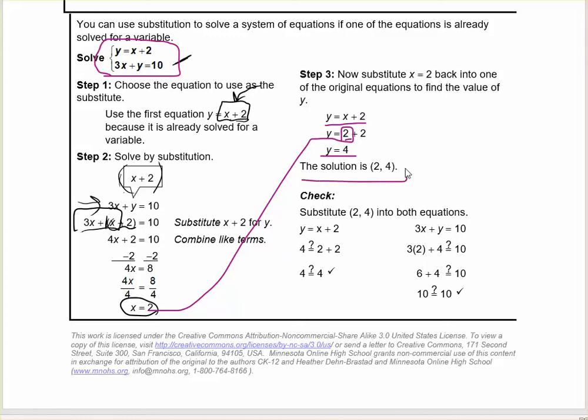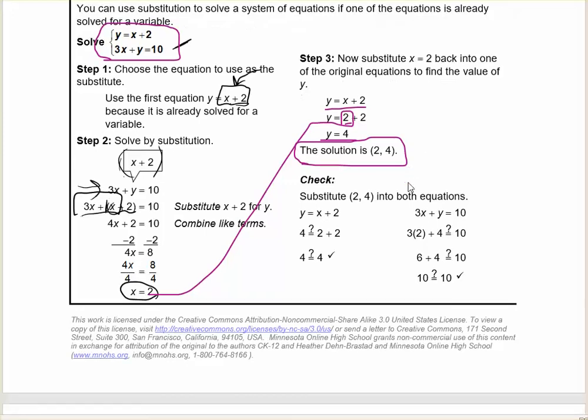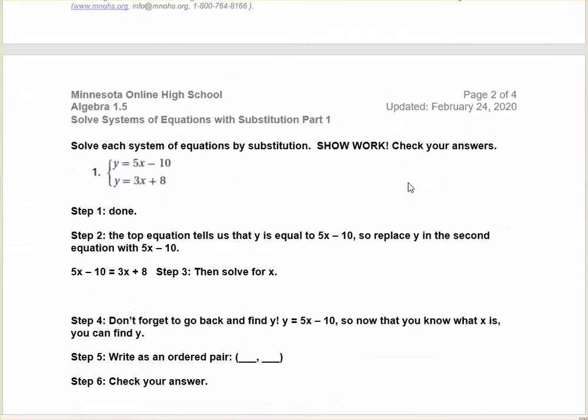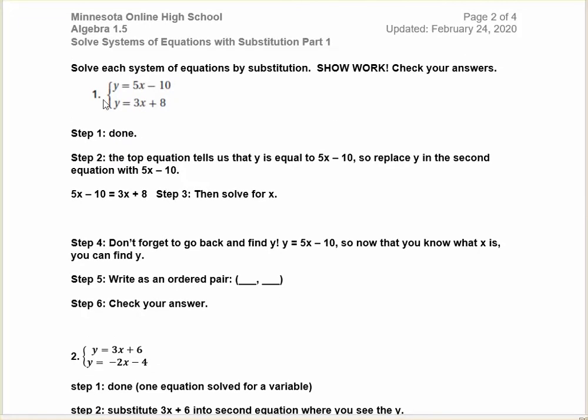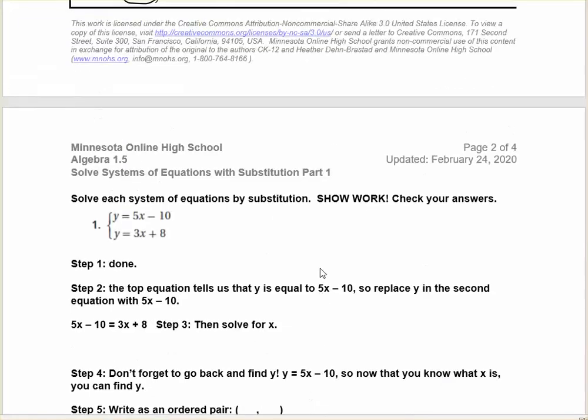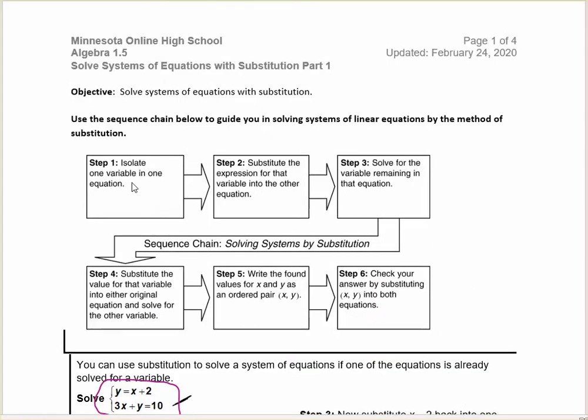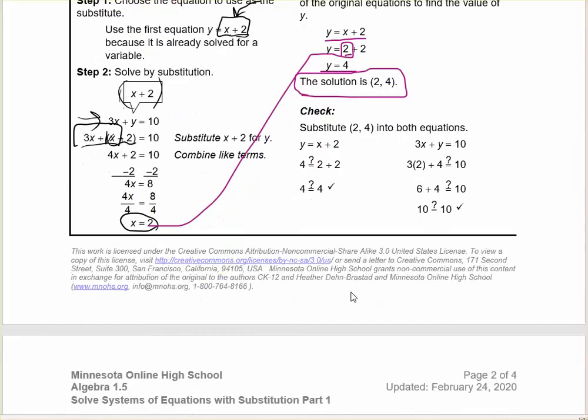So this is our solution. We write it as an ordered pair. The x goes first, comma, then the y, and then parentheses around them, both. And then we check by plugging x equals 2 and y equals 4 back into both of the original equations and making sure you get a true statement. And that's how we'll do all of these problems. So the first couple problems have the steps written out for us. The steps are the ones from right here. Step 1, isolate the variable. Step 2, step 3, all of these steps. So we're going to follow those steps.